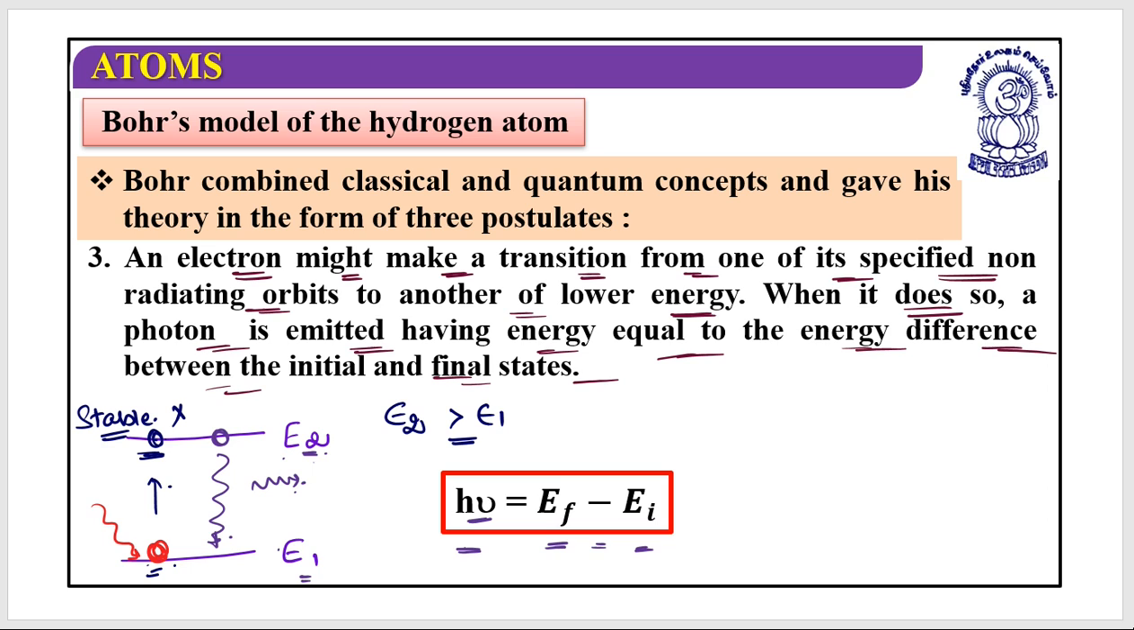So these are the three postulates that Bohr has considered to be true. All of this has been verified, and we can use the conclusions of these relations and derive whatever we want to. I hope this is clear.